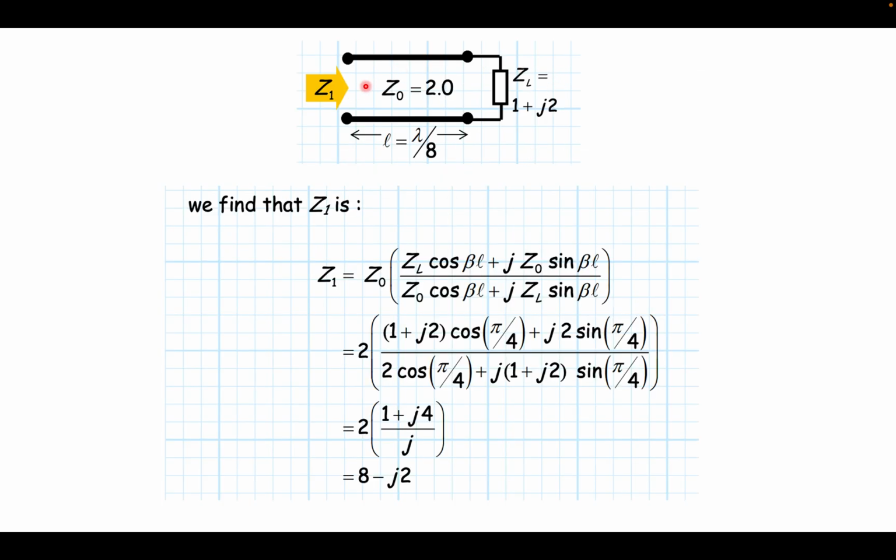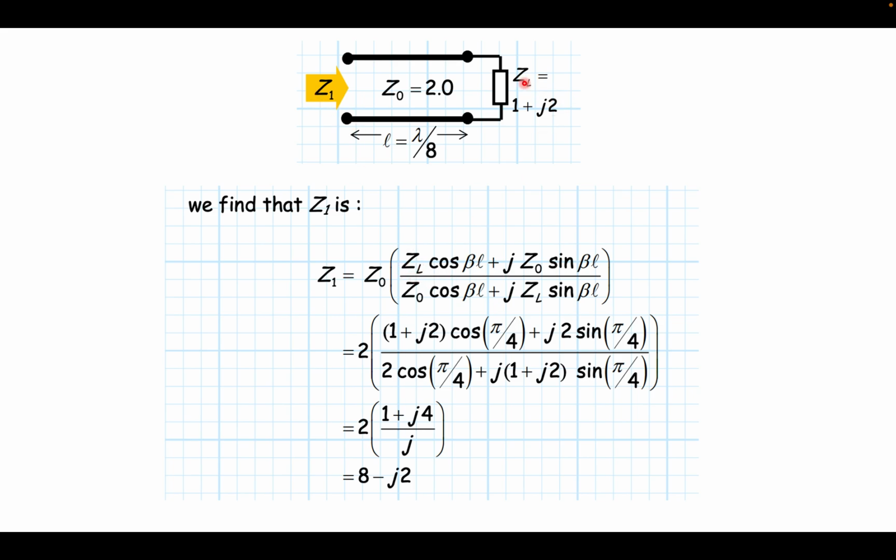I can draw the circuit again like this, where I am saying the input impedance is Z1. So I can calculate Z1 first, and then move forward. Again using the same formula, Z1 is Z0 times (ZL cos beta L plus iota Z0 sin beta L) upon (Z0 cos beta L plus iota ZL sin beta L). Or you can divide the numerator and denominator by cos beta L, and then it is Z0 times (ZL plus iota Z0 tan beta L) upon (Z0 plus iota ZL tan beta L). This is straightforward, and Z1 is the input impedance.